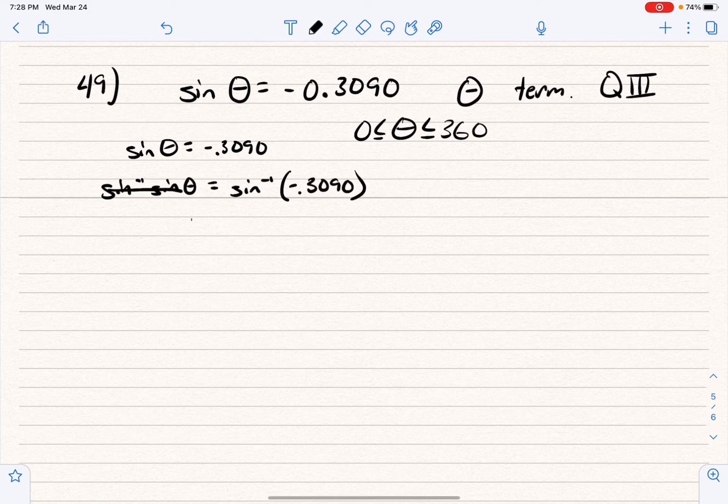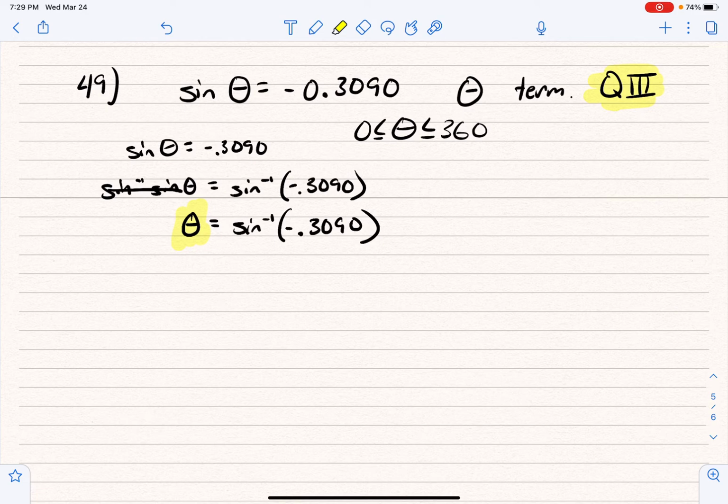And these would cancel out, and you would get that theta is equal to the inverse sine of negative 0.3090. Now here's the problem. When I plug this into a calculator, it doesn't actually give me the theta I'm looking for. It may or may not give me the theta I'm looking for. It might be in the third quadrant, it might not.